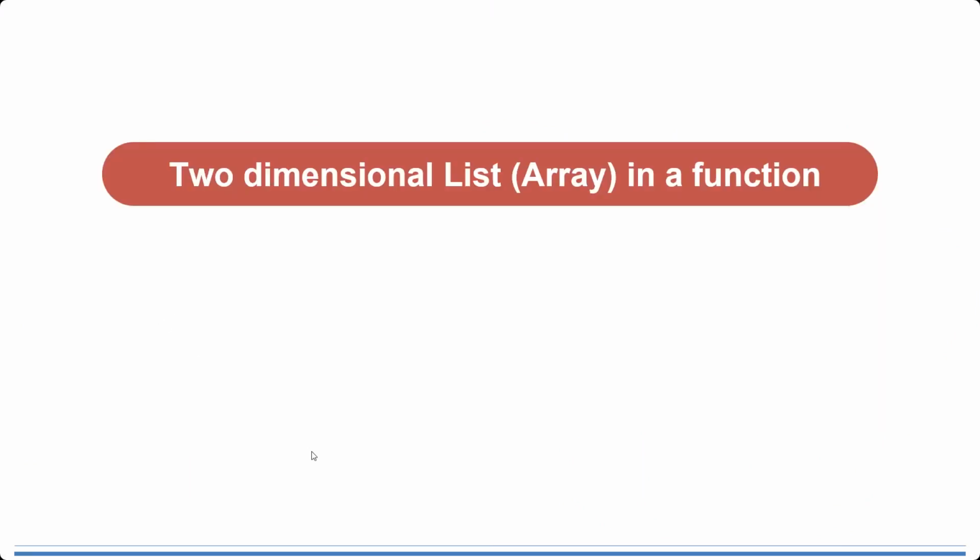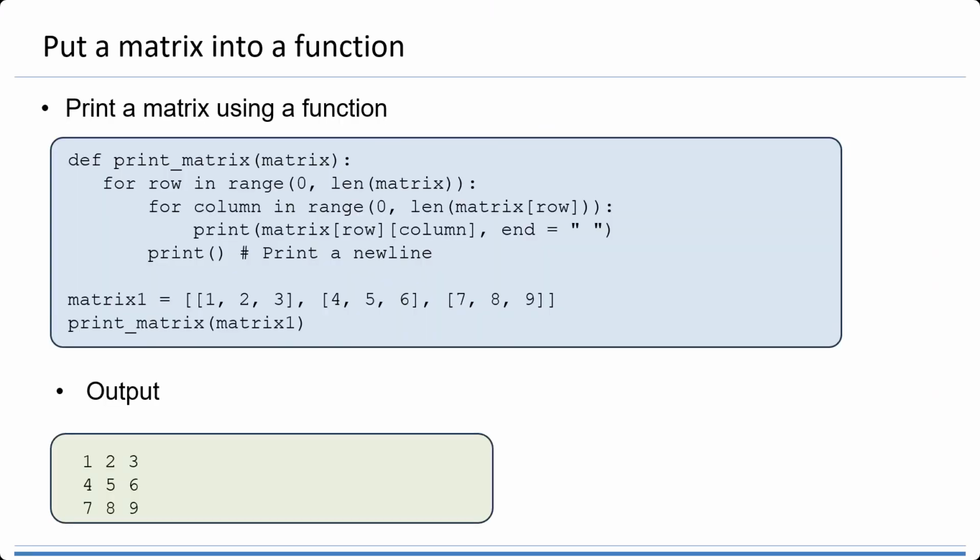Now, I'm going to continue with the second section, which is about two-dimensional lists in a function. When we put the matrix in a function, you can think that this kind of matrix is the same as a list. You can think that this matrix is a list. We have a function to print the matrix, and I have one parameter, which is the matrix.